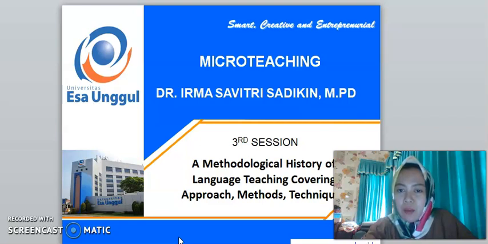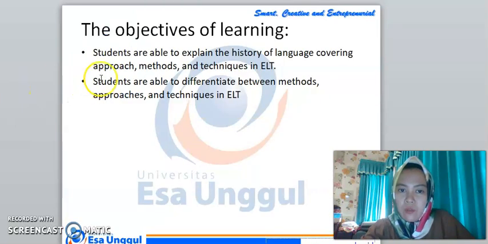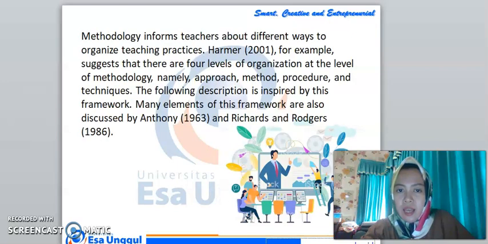Today's session in Microteaching is the third session. It's about the methodological history of language teaching, covering approach, method, and techniques. The objective of learning is that students are able to explain the history of language teaching, covering approach, method, and techniques in ELT. Students are able to differentiate between method, approach, and techniques in ELT. Well, let's go on to the next slide.